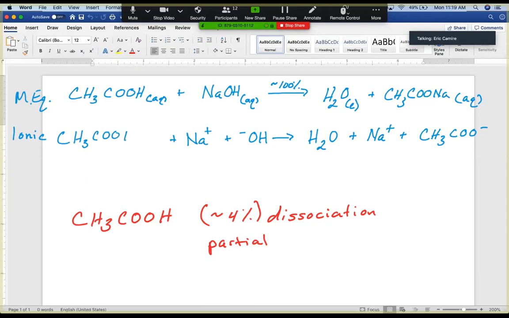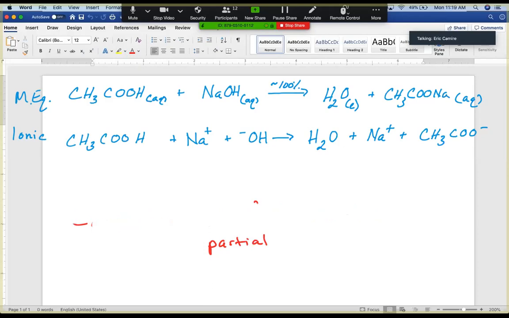the majority of that molecule, let me get better spacing, is just going to remain as the protonated acid. That is our assumption, and it's a reasonable assumption because you're saying at most it's going to be like 4%. Usually it's a lot less than that. Again, that depends on the concentration. It changes the percent dissociation. But as long as we're on board with that, we're able to make the next step to go to our net ionic equation.